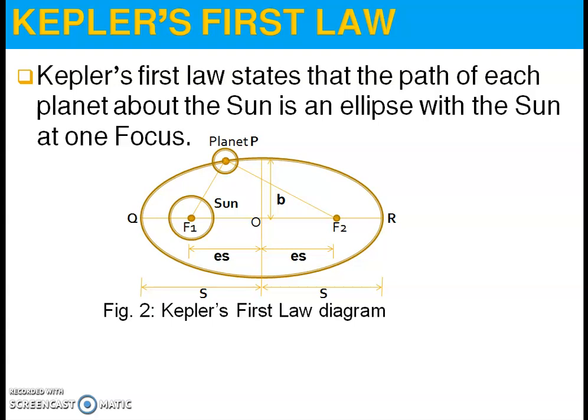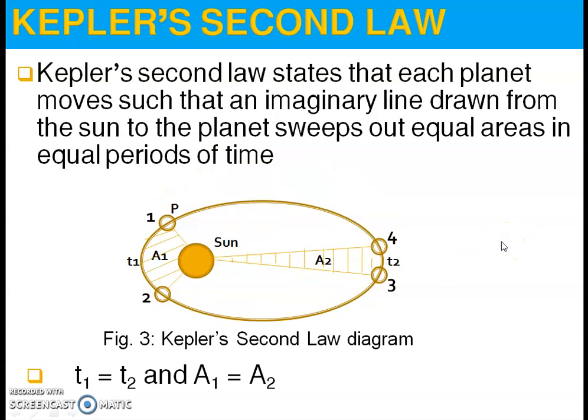The sum of the distances PF1 and PF2 remain constant. Kepler's second law. Kepler's second law states that each planet moves such that an imaginary line drawn from the Sun to the planet sweeps out equal areas in equal periods of time. Take a look at figure 3 for illustration.